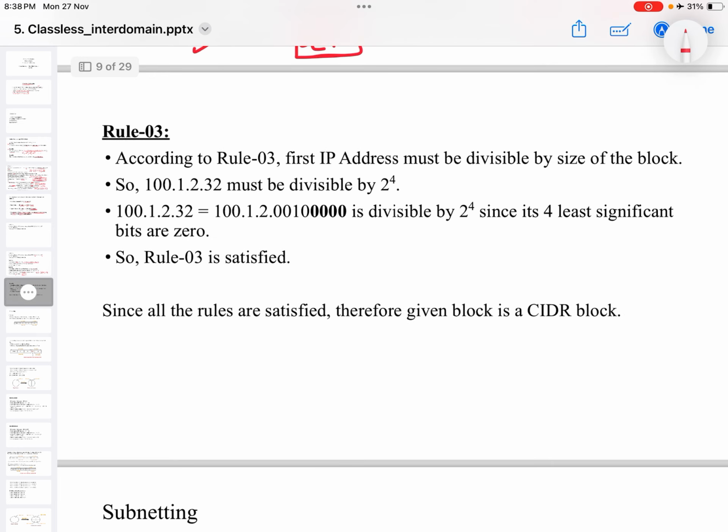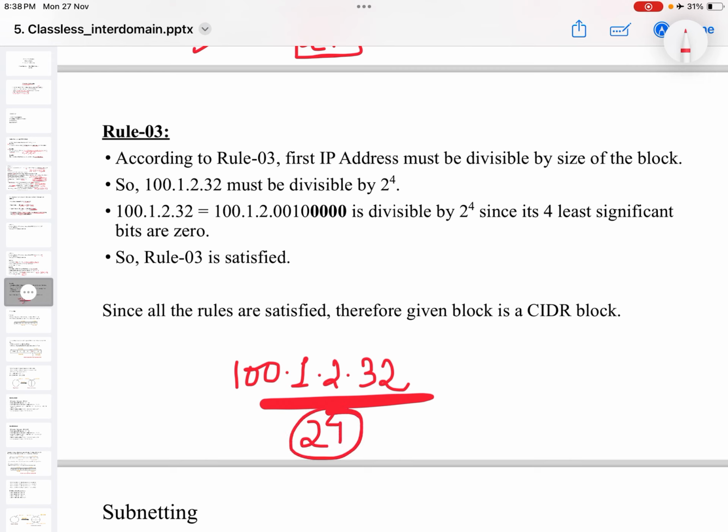For rule number 3, we saw that the first IP address must be divisible by the size of the block. So the first IP address, 100.1.2.32, must be divisible by 2 raised to 4. Clearly 32 is divisible by 2 raised to 4 since its 4 least significant bits are 0. So rule number 3 is also satisfied. Since all rules are satisfied, the given block is a CIDR block.